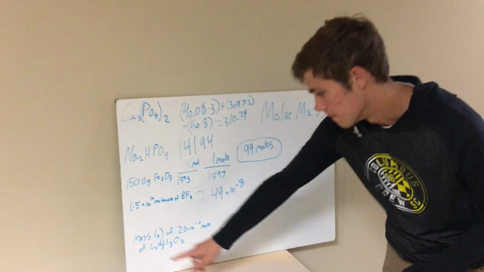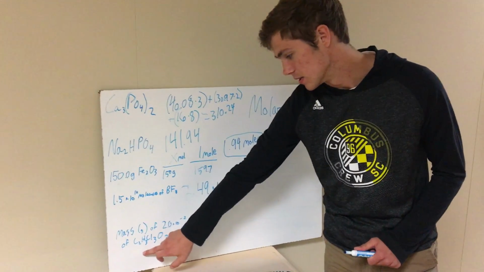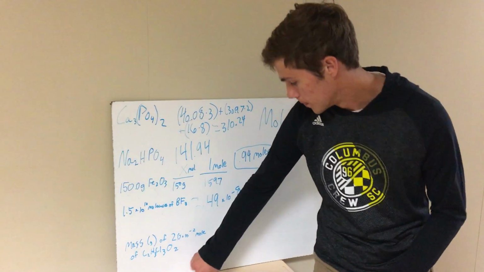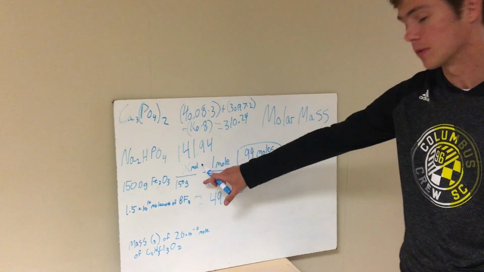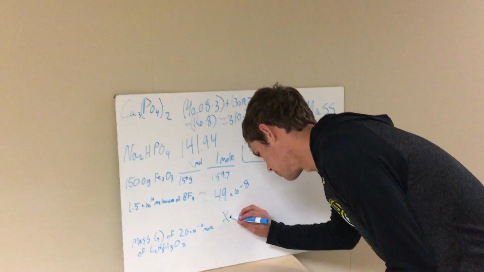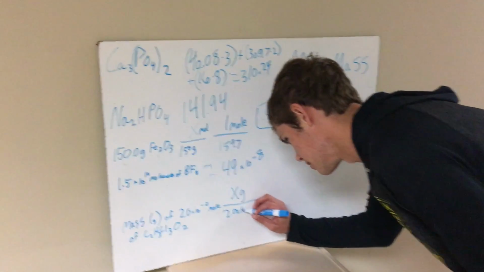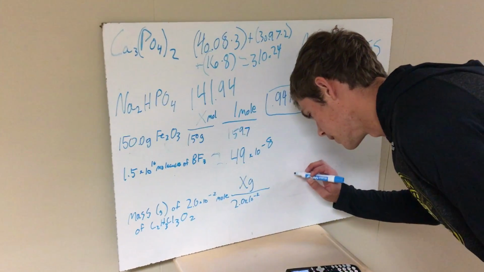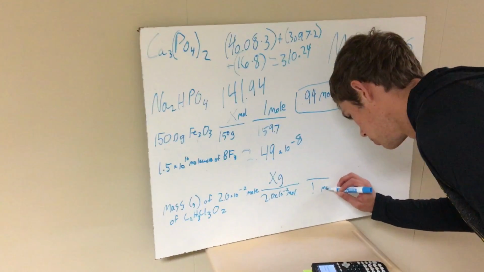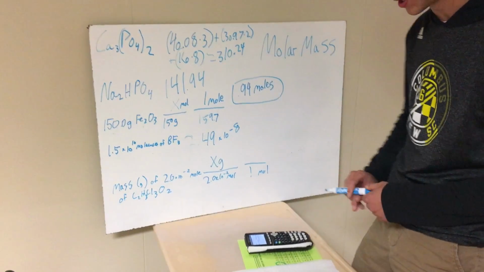All right, next one, mass in grams of 2 times 10 to the negative 2 moles of C2H3Cl3O2. For this one, we're going to need to do the same thing we did here. So I'm going to need X grams and 2.0 times 10 to the negative 2 moles. Because this is moles, I want to have 1 mole on the bottom this time. Once we add this all up, the molar mass is going to be 165.4.